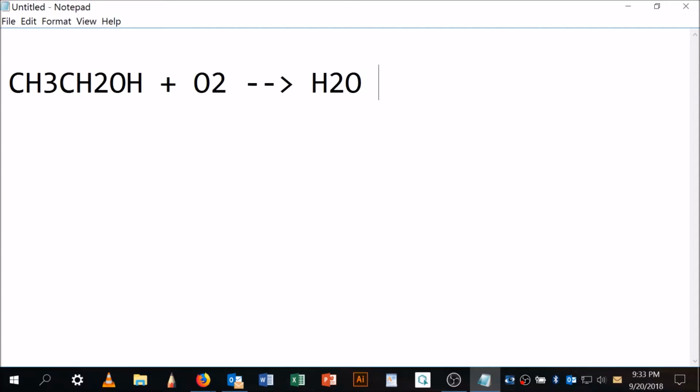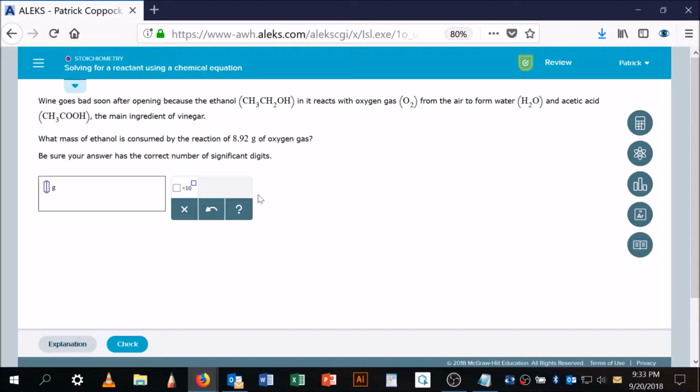H2O plus CH3COOH. Is that how they did acetic acid? I'm going to do the same form as they did it. All right, COOH. That's right. Okay, the main ingredient of vinegar. Now we've got the reaction written down.